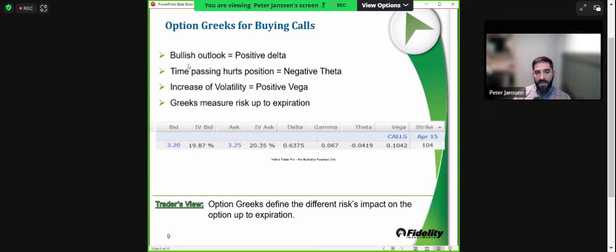More specifically, if you're buying that call, you have that positive delta exposure, meaning that if you've got a positive sign for delta, that means you're bullish. You want this stock position or underlying to be moving positively. Negative theta, we know that if you're a buyer of options, you're paying for some type of time premium. That time premium is going to decay over time, which is why this negative sign theta is working against you.